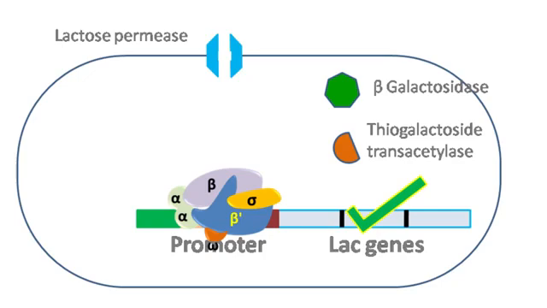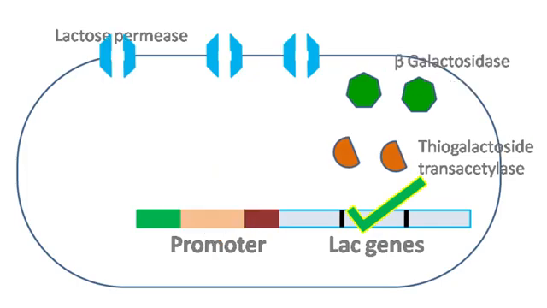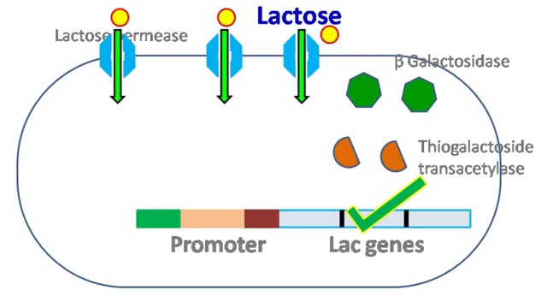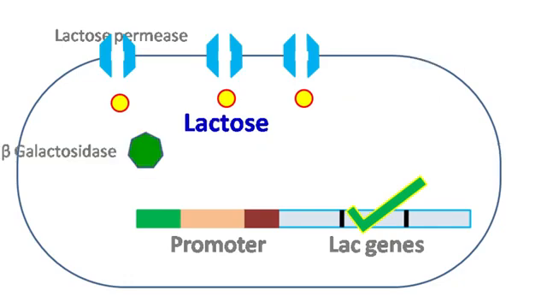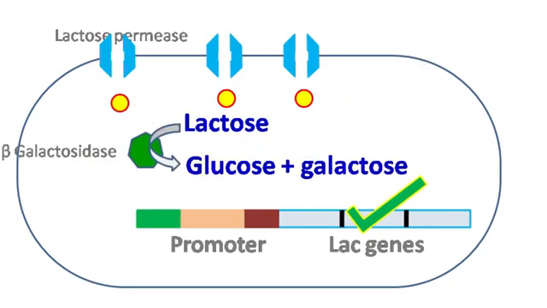Now, as lac genes are continuously transcribed, more amount of lactose permease, beta-galactosidase, and thiogalactoside transacetylase enzymes are formed. The lactose permease further allows more amount of lactose to enter the cell. The lactose that enters the cell is hydrolyzed to glucose and galactose by beta-galactosidase enzyme. Glucose and galactose are used as an energy source.